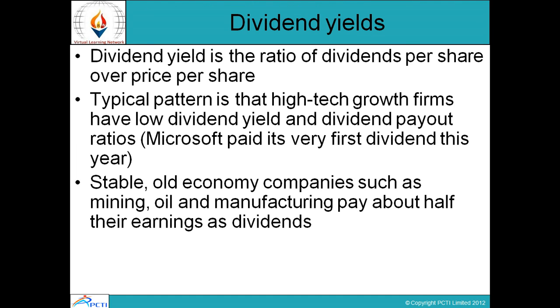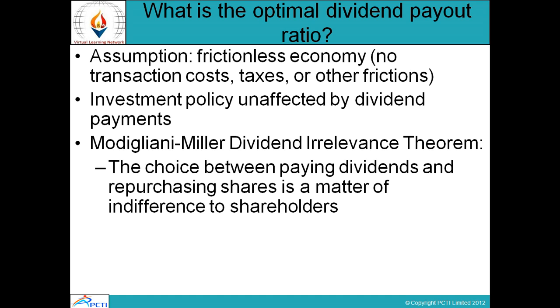Dividend yield. Dividend yield is the ratio of dividends per share over price per share. A typical pattern is that high-tech growth firms have low dividend yield and dividend payout ratio. Microsoft paid its very first dividend this year. Stable old economy companies such as mining, oil, and manufacturing pay about half their earnings as dividends. What is the optimum dividend payout ratio?